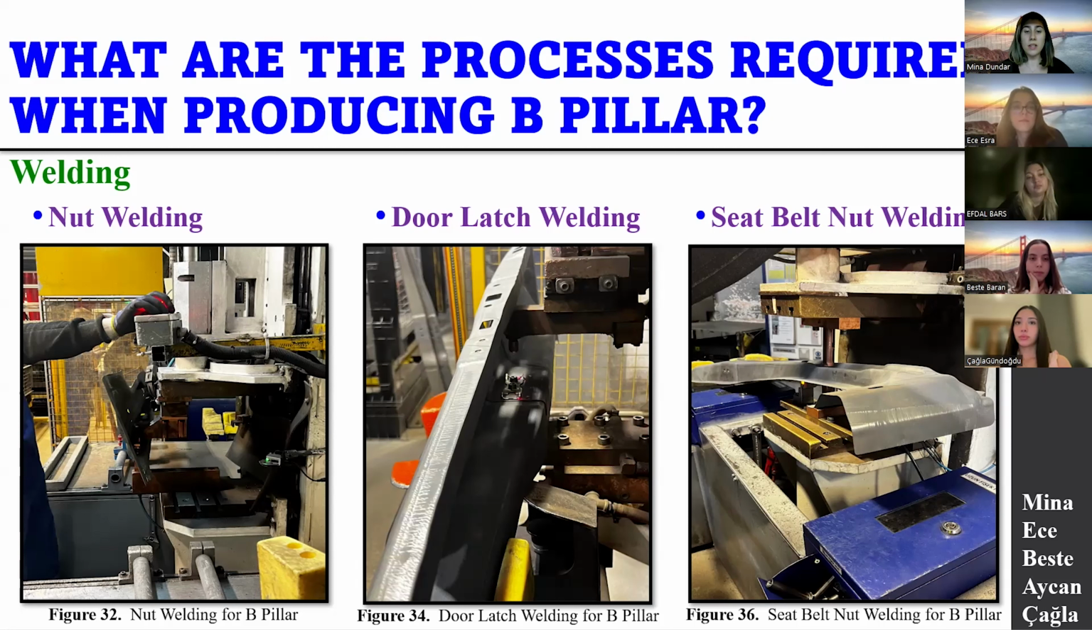Also for the B-pillar, the procedure of placing the completed product on the welding fixture with the assistance of robot systems comes after the door latch weld. Another robot system then takes the seatbelt long nuts in the drums and brings them to the product's welding point, where they are welded.